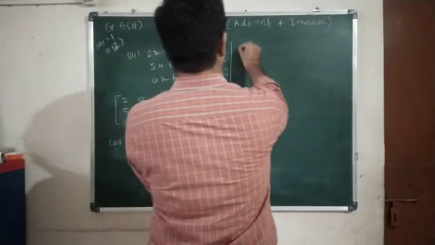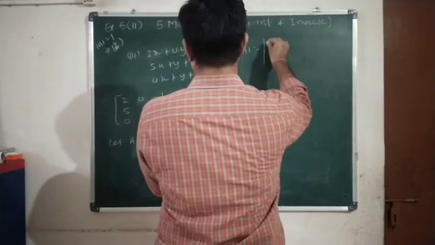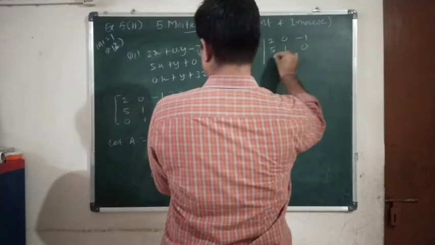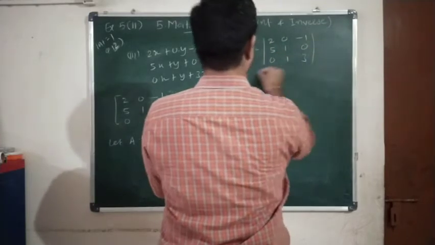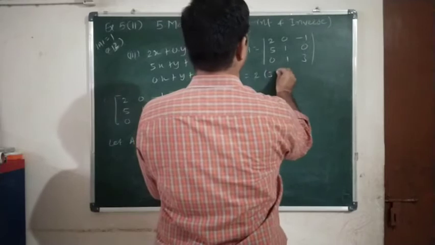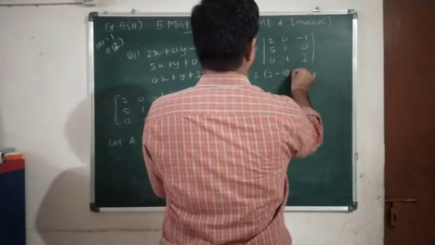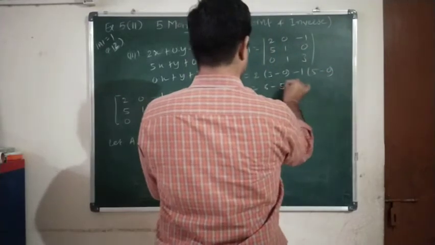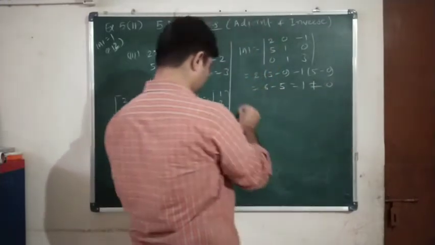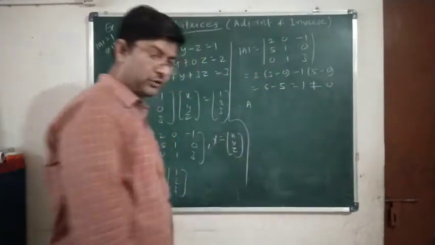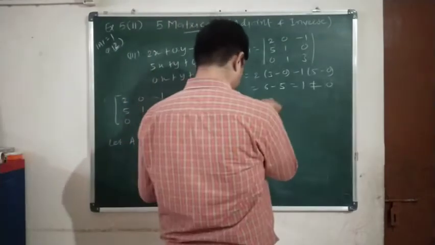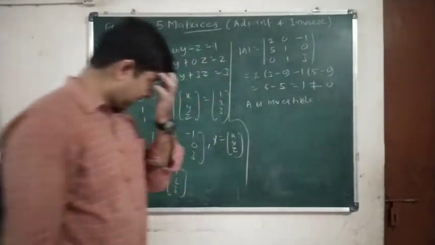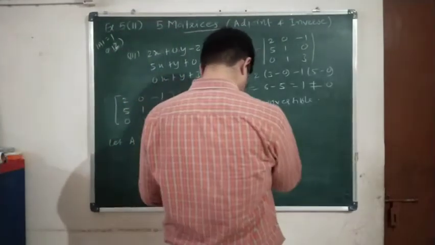Okay, now first we'll calculate determinant of A, that is |2 0 minus 1; 5 1 0; 0 1 3|, is equal to 2 into (3 minus 0) minus 1 into (5 minus 0), is equal to 6 minus 5, is equal to 1. Since A is a non-singular matrix, therefore A is invertible. Yes or no? So we can find out the inverse of matrix A. Clear?